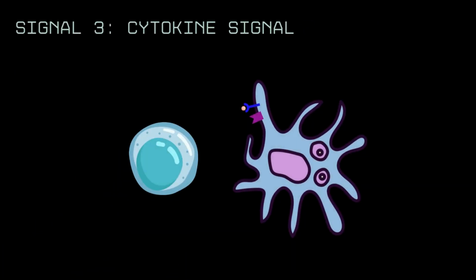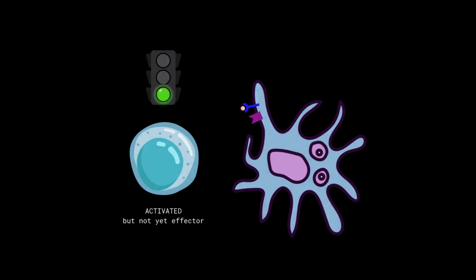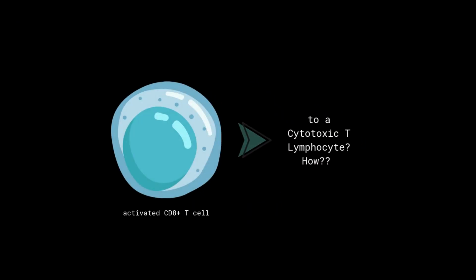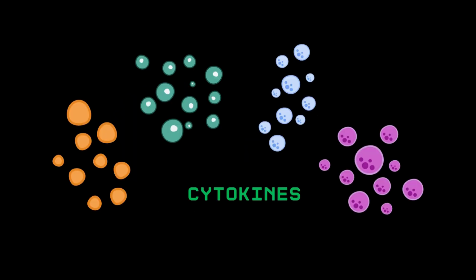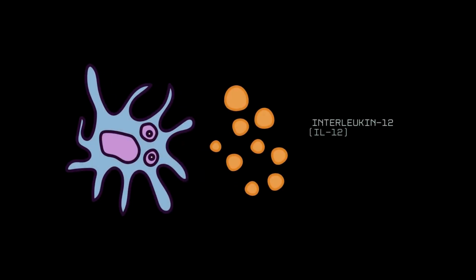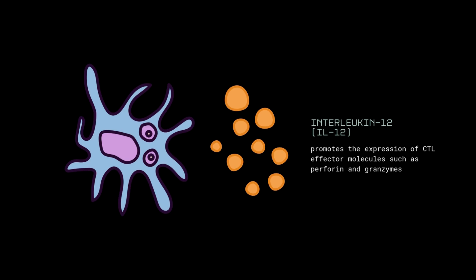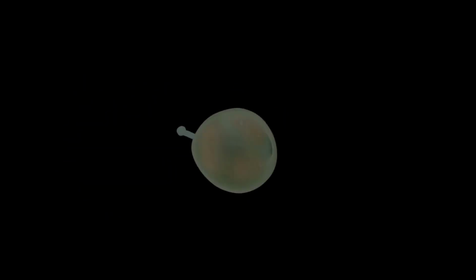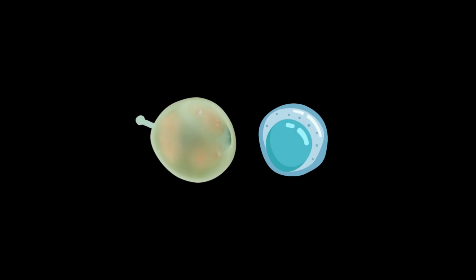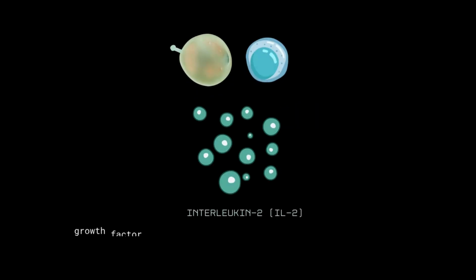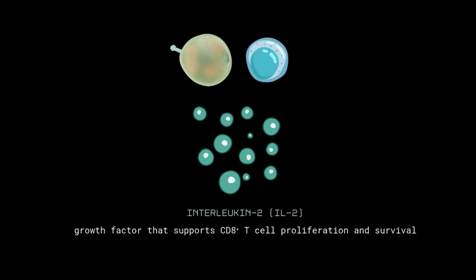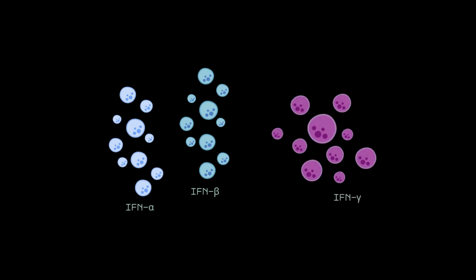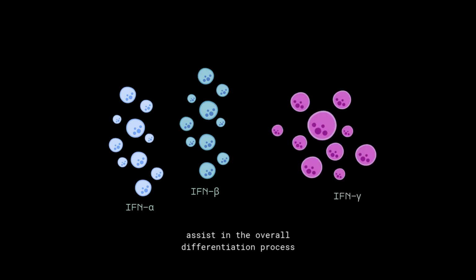After signal 2, the T cell receives the green light to become activated, but to fully differentiate into a powerful killer T cell, the CD8 T cell needs a third signal, and that's where the cytokines come in. The dendritic cell secretes interleukin-12, a cytokine that promotes the expression of CTL effector molecules such as perforin and granzymes. In addition, CD4 helper T cells, along with the CD8 T cells, secrete interleukin-2, a key growth factor that supports CD8 T cell proliferation and survival. Other cytokines such as type 1 interferons and interferon gamma further assist in the overall differentiation process.